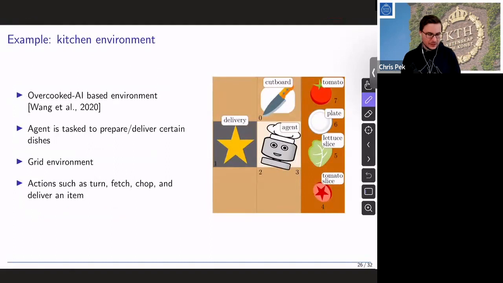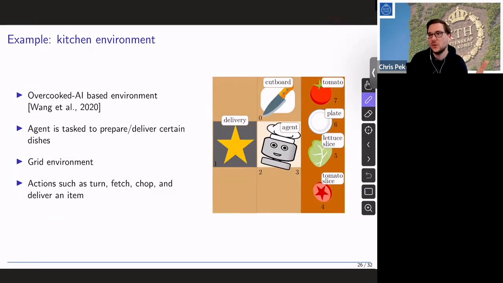Here's an example where you see how these three shields work for this kitchen environment that I showed you in the beginning. It's a nice human-robot interaction environment that is used for reinforcement learning. It's the Overcooked AI-based environment. And the task here for the robot is to prepare and deliver certain dishes. And it's interpretable because it's a common daily task for all of us.